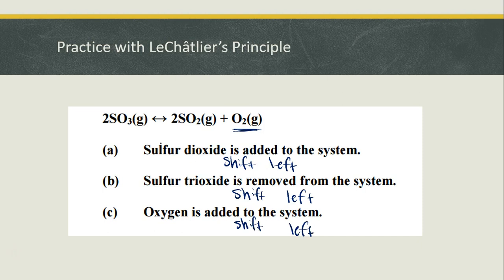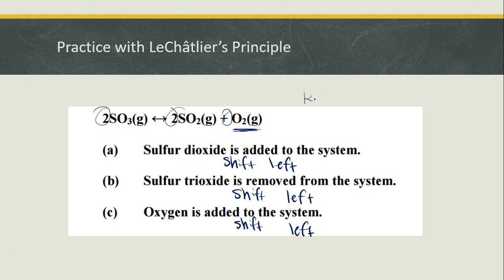Okay, if I ask you pressure questions with this, which side has less pressure? Well, the answer to that is this side, because it's only got 2 moles. This side has more because it's got 2 plus 1 is 3. So if we increase the pressure, it would shift left. If we decrease the pressure, it would shift to the right to make more pressure.